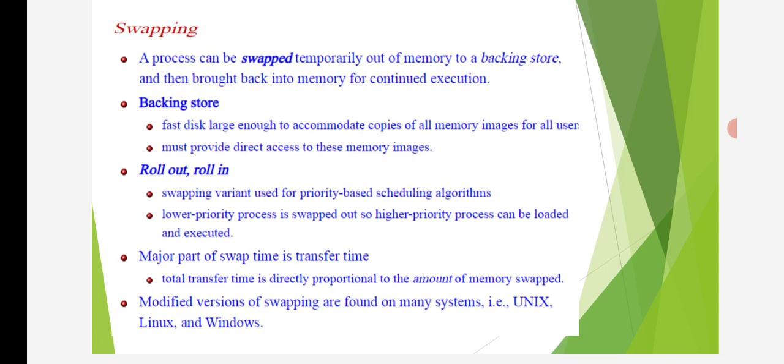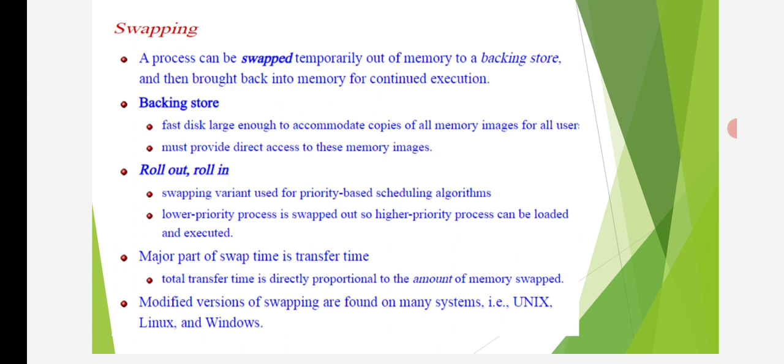Swapping. A process can be swapped temporarily out of memory to a backing store and then brought back into memory for continued execution. The backing store is a fast disk large enough to accommodate copies of all memory images for all users, and it must provide direct access to these memory images.